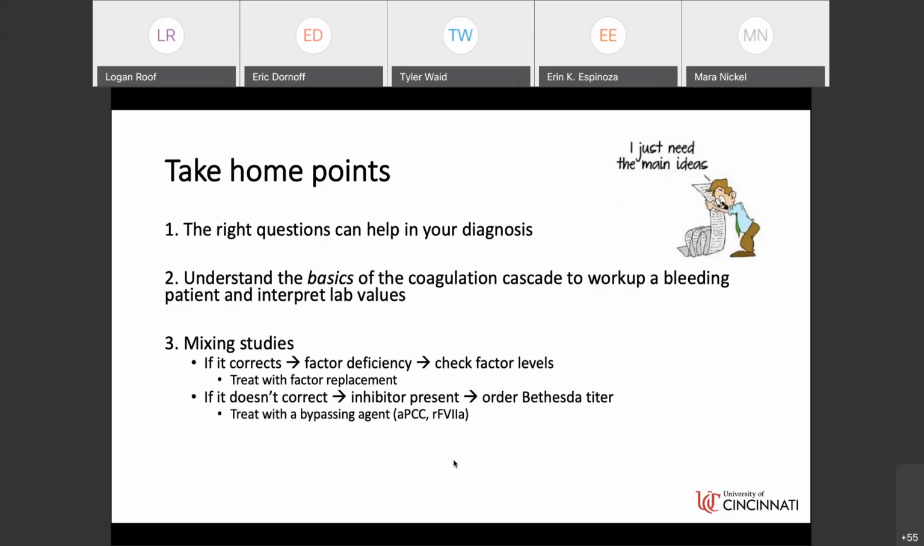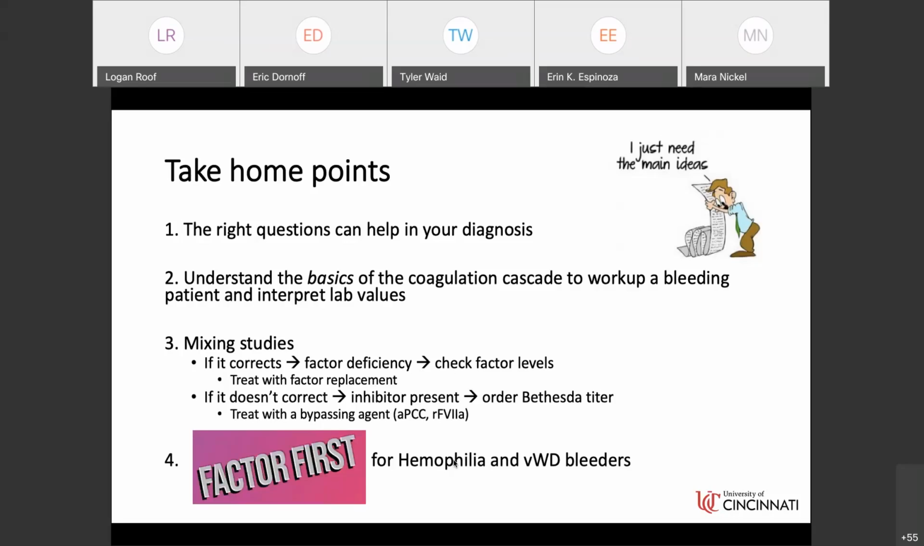If it doesn't correct, there's likely an inhibitor present and you need to order the Bethesda titer. That you need to treat with a bypassing agent like APCC or factor 7A. And then remember, for hemophilia and von Willebrand disease, these patients who bleed, factor first is really the main thing I want you guys to take away.